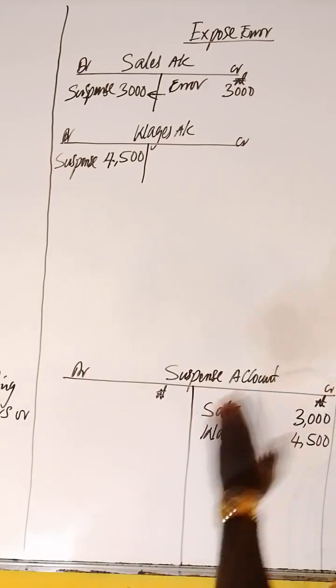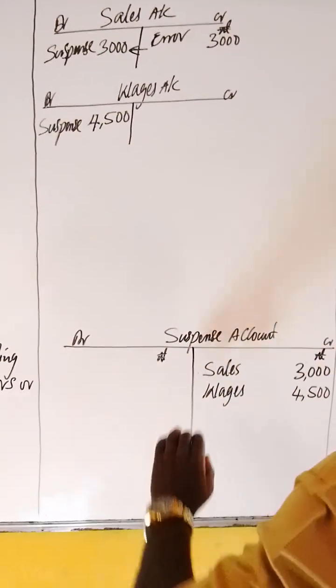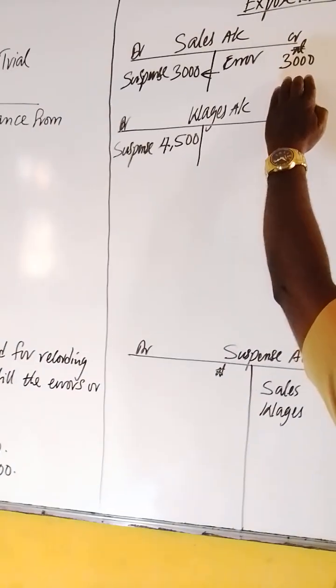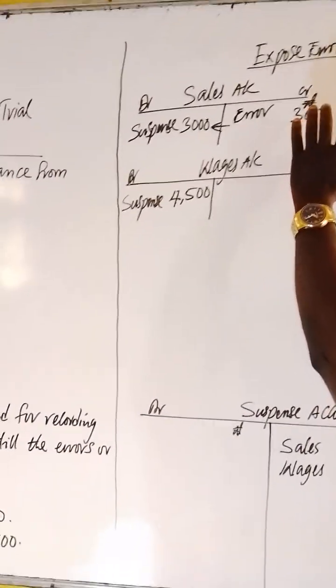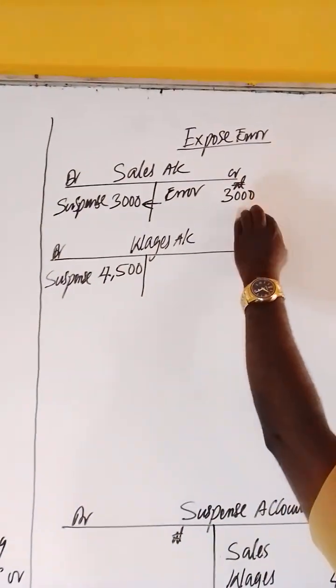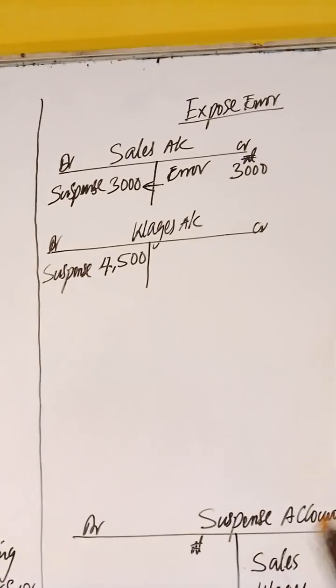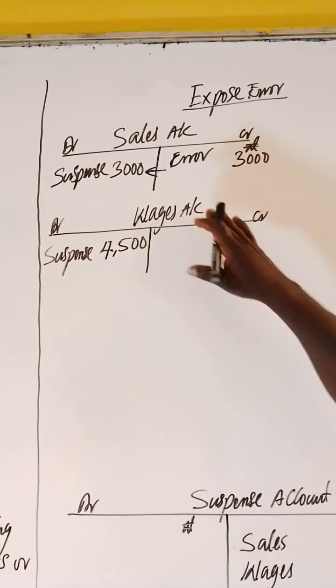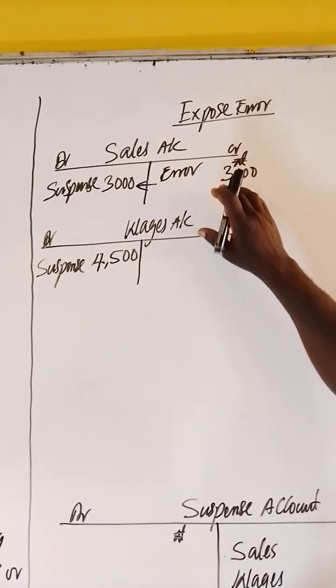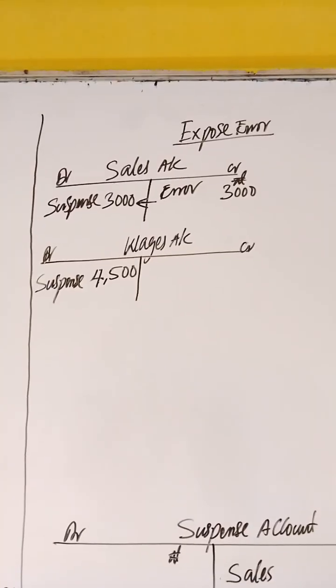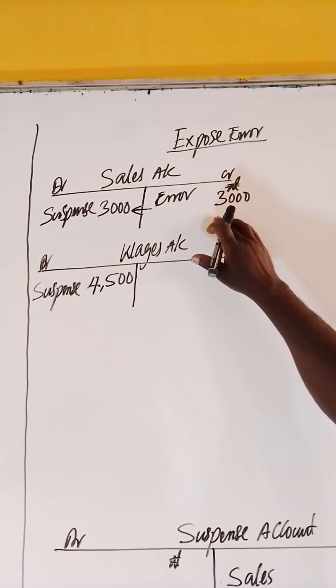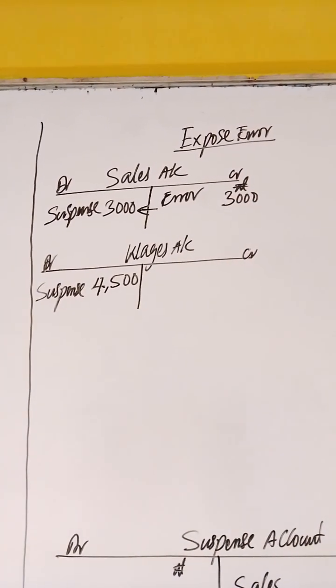So here, if you understand the principle of double entry, it is clear that all sales are credited. So if there's an overcast of sales by 3,000, it means the credit side of sales account was more by 3,000. I can see the error here. Error here means the credit side was more by 3,000. So if the credit side is more by 3,000, how do you correct the error?